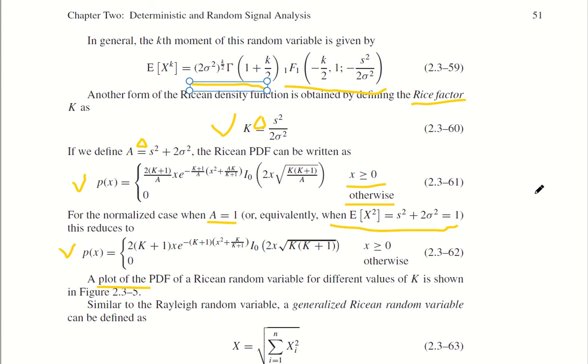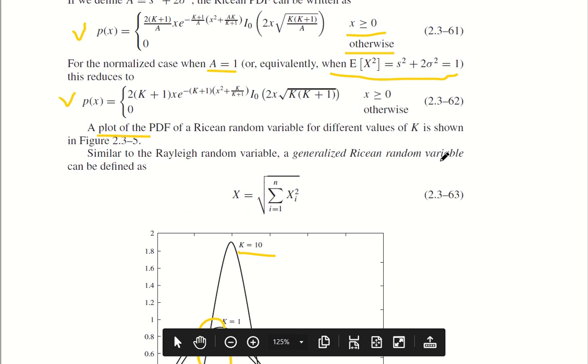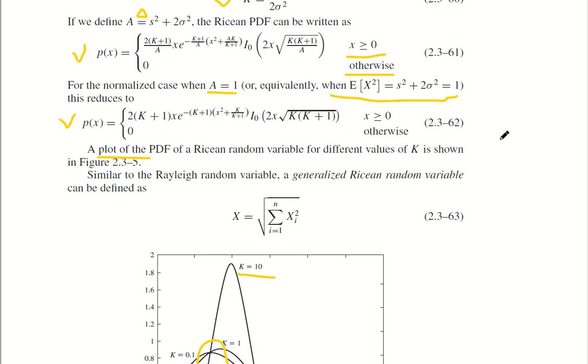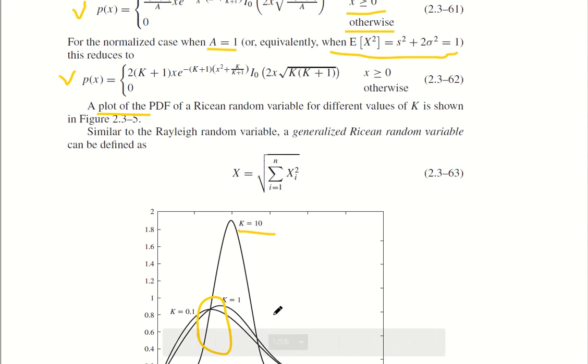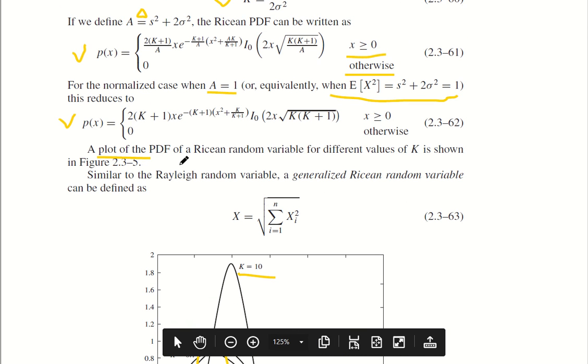The Rice factor has an implication on communication channels. If your line of sight is very strong, then that k factor is large, so it will be more concentrated. If your line of sight channel is weaker and the channel energy is distributed around various diffractions, then it will be more like a smaller k. So that is the k value.